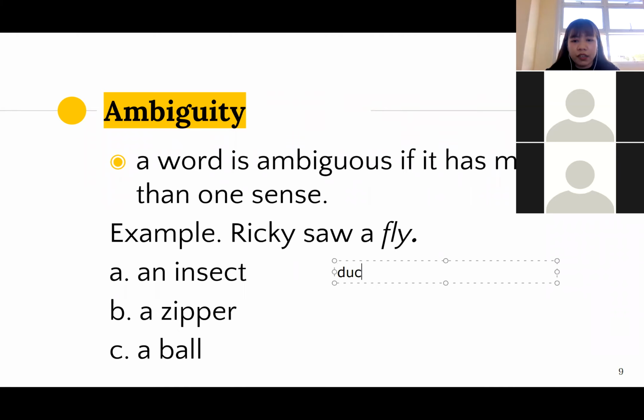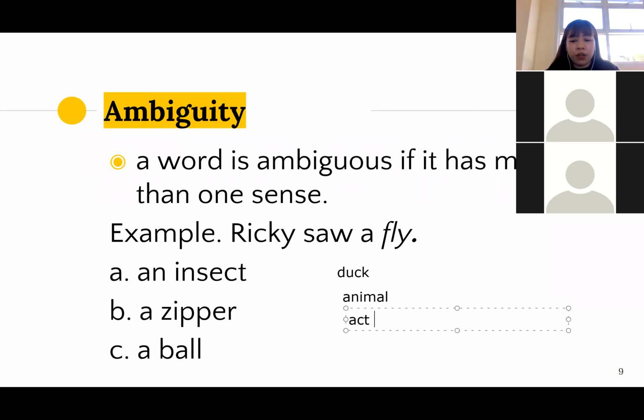We have the word duck. So the word duck could also be ambiguous, depende as well sa inyo. For example, it could refer to your animal, your animal na pato, di ba? Bibe, for example, na gina-refer ta. That's one interpretation or meaning of the word duck.